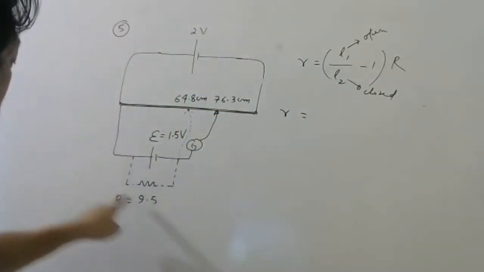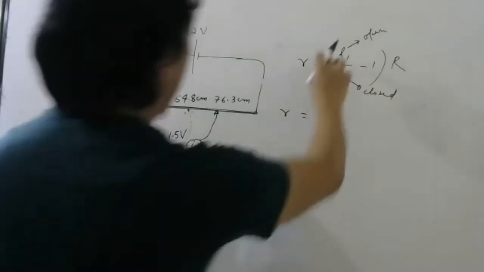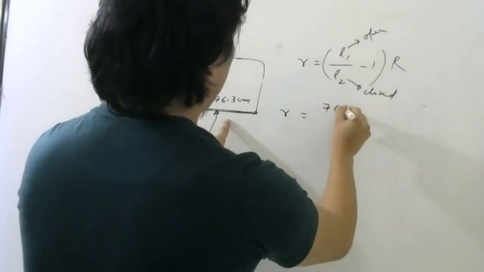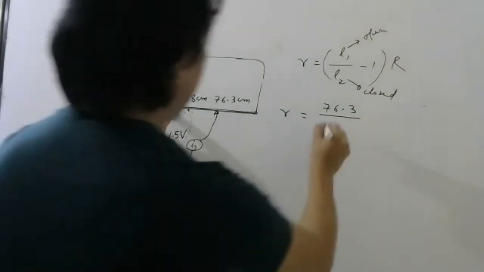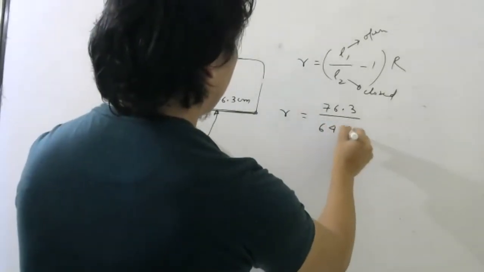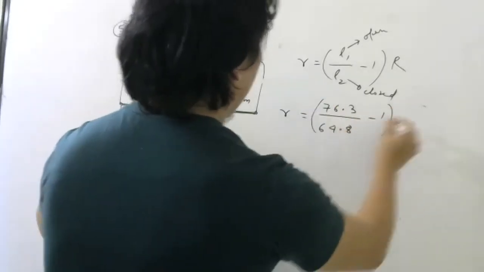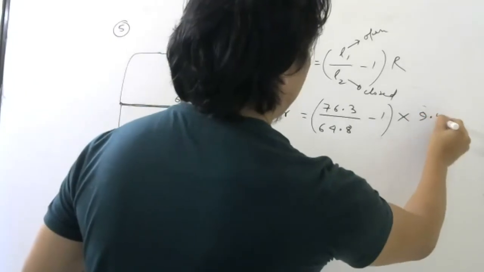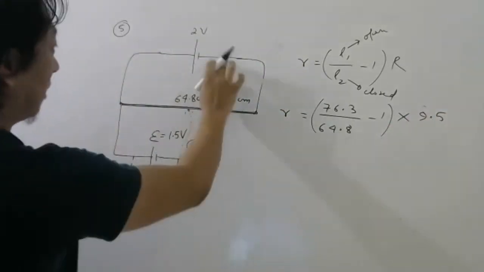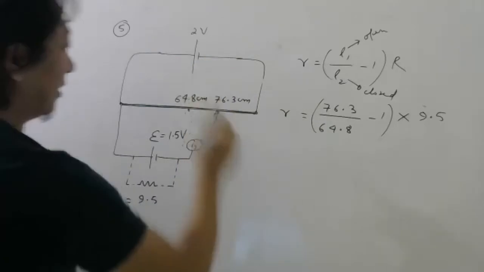So when there was no external resistance, the balance length was 76.3. When there is capital R, the balance point is 64.8, minus 1. External resistance is 9.5 ohm. When I say external, I mean this part, okay, not here. Here they have not given any external resistance.